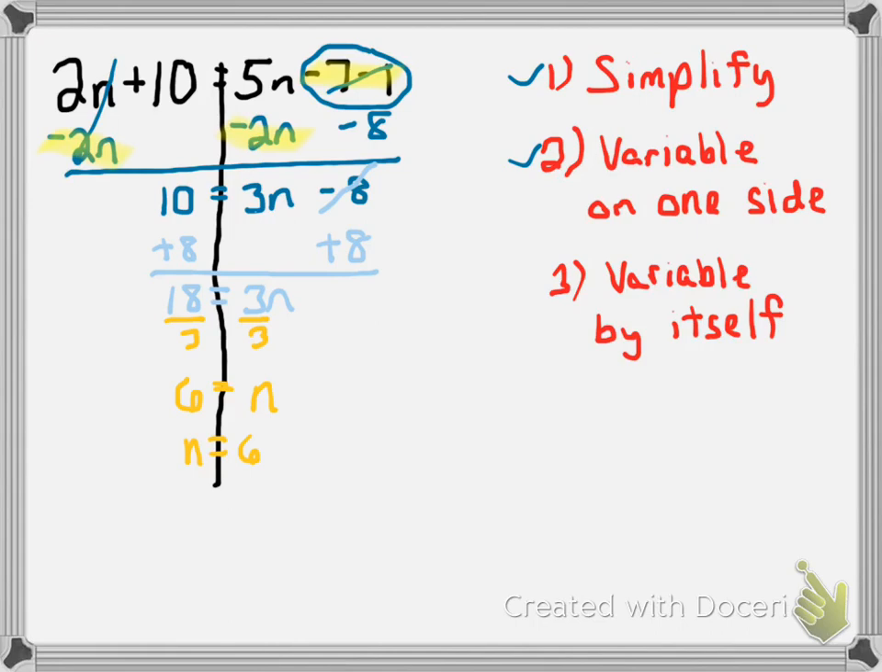And then to accomplish the third step, variable by itself, we got rid of minus 8 by plus 8 to both sides. Then we got rid of times 3 by dividing both sides by 3. Now if I took this 6 and I plugged it back in for this n and this n and worked out both sides, they would be the same because this solves the equation.